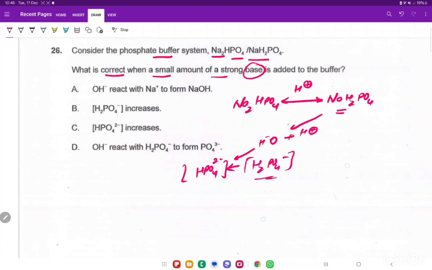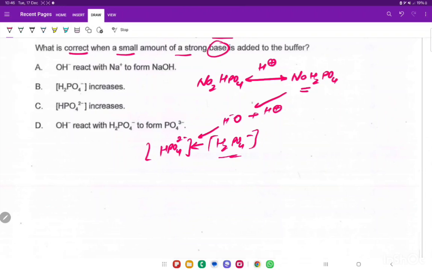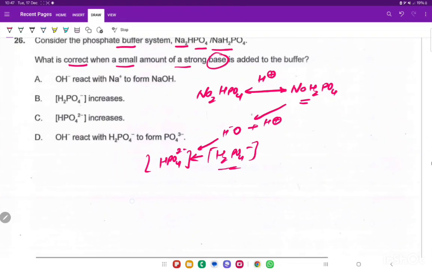When a base is added, it will react with H plus ions, which will be provided by NaH2PO4, and it converts into HPO4 2 minus. So what I can see is H2PO4 minus is converting to HPO4 2 minus. The concentration of HPO4 2 minus is increasing and H2PO4 minus is decreasing. Concentration of this is wrong. Concentration of OH will react with Na to form NaOH, wrong. H2PO4 minus ion increases. No. Concentration of HPO4 2 minus increases.